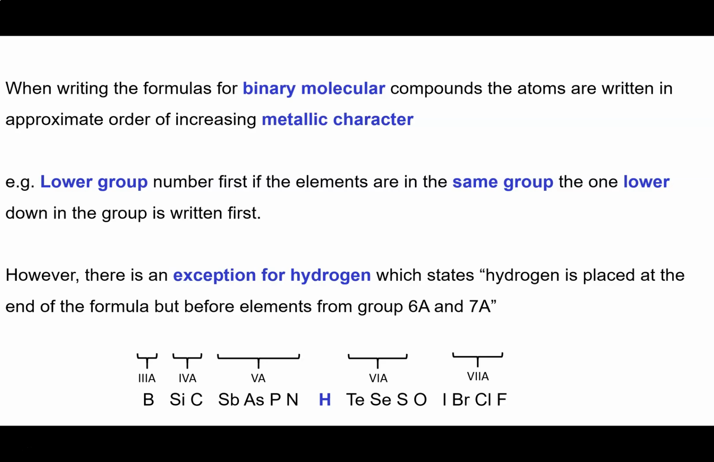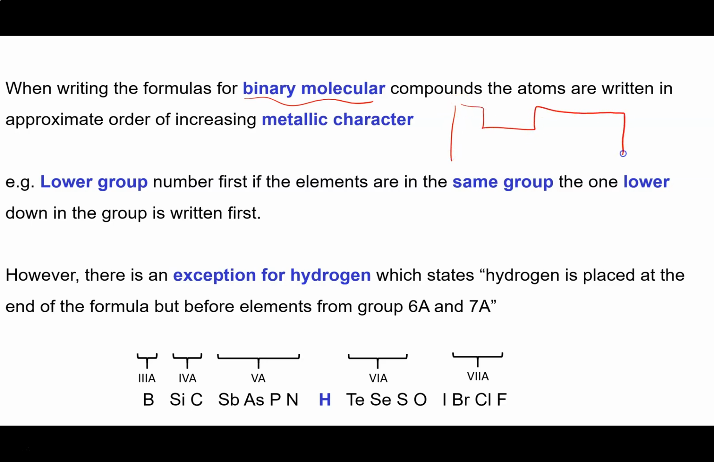So the first thing is we're going to start with the formula and learn how to write the formulas correctly. And we've already done this. Again, this is repetition. We saw this back in chapter 3. So when you write the formula for a binary molecular compound, the atoms are written in approximate order of what we call increasing metallic character.